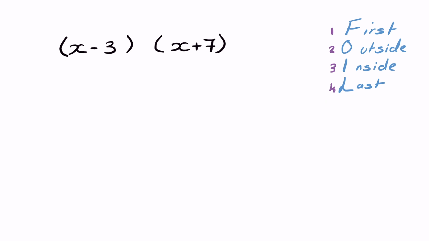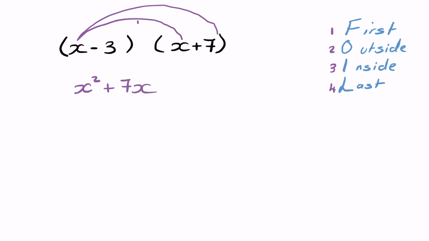I've brought the process over, so let's start with the first. Now, to begin with, you'll be doing these arches, but once you get comfortable with it, you don't have to worry about that. So that's the first one, and that is x times x. That gives us x squared. Then the second, which is the outside, that gives you positive 7x. Now we'll be dealing with a negative. So this negative 3 multiplied by x, that gives us minus 3x. And then the last is negative 3 multiplied by positive 7 gives you negative 21.